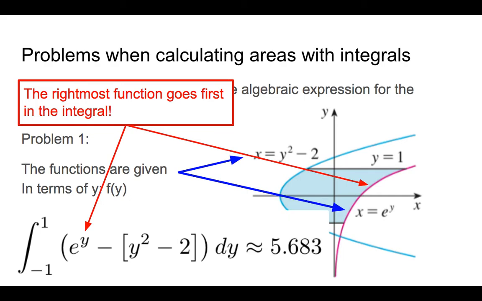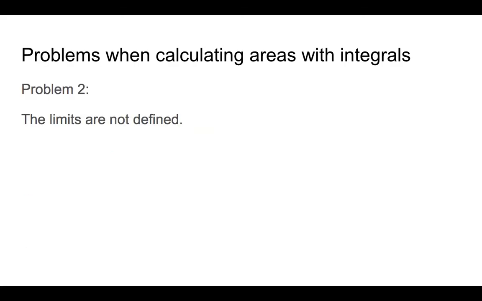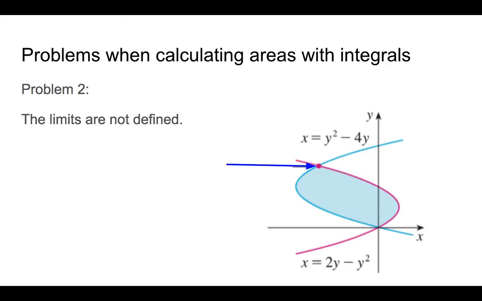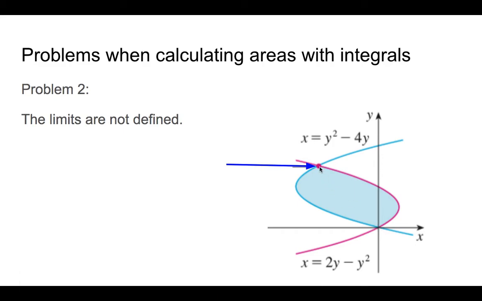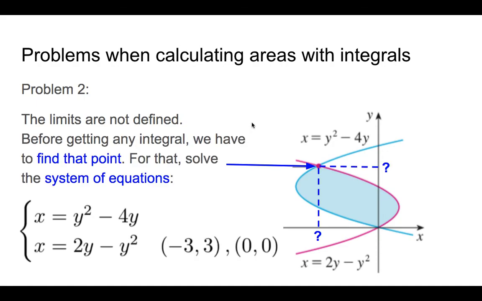If you calculate this one, which is again pretty easy to do, you obtain the area of the region. Problem number 2, that the limits are not defined. For instance, this. You're asked to calculate the area enclosed by these two curves, and this limit, you can guess that it's 0,0, but you don't know this point. So if the limits are not defined, you have to first find them, and you can do that by solving the system of equations formed by the two curves.